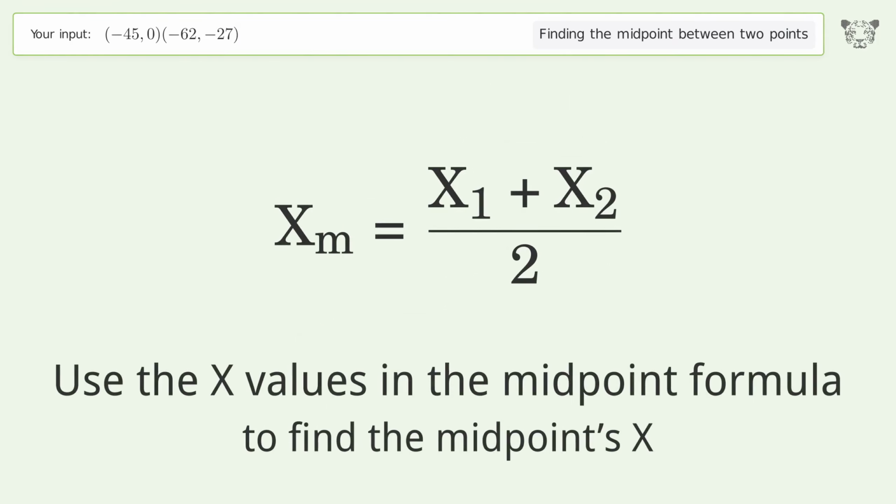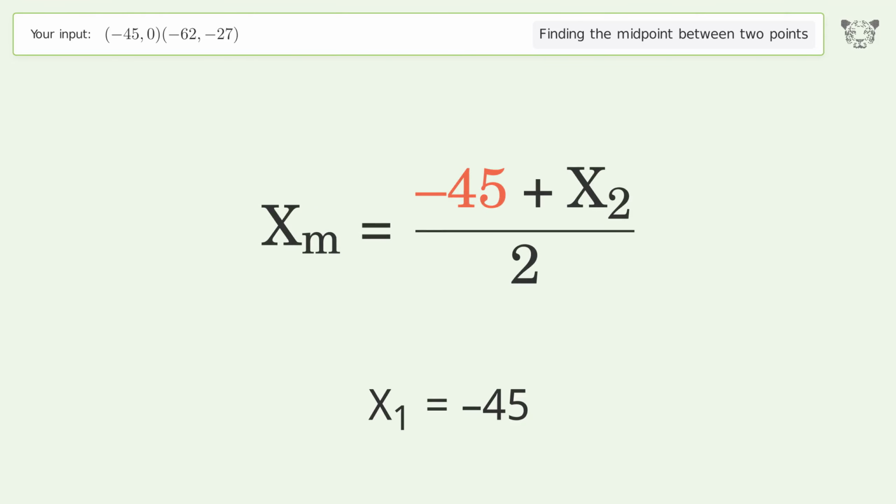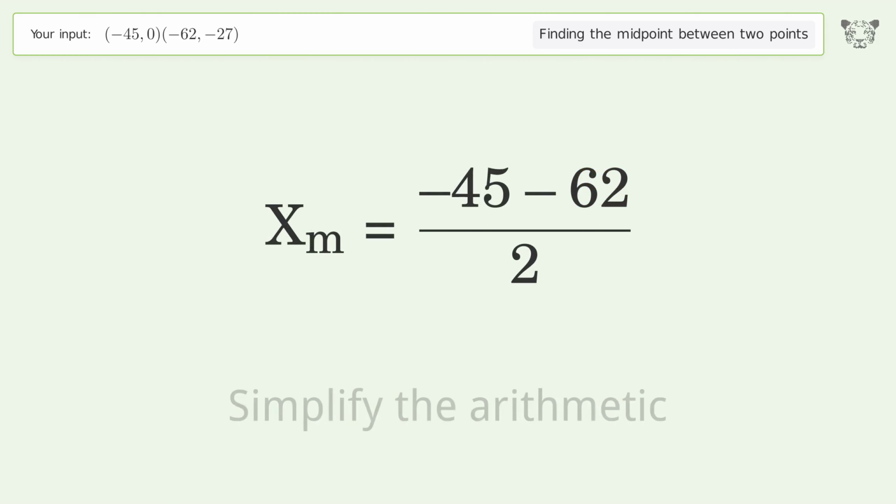Use the x values in the midpoint formula to find the midpoint's x. x1 equals -45. x2 equals -62. Simplify the arithmetic.